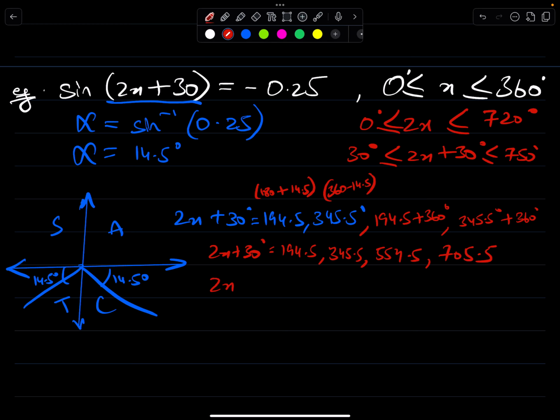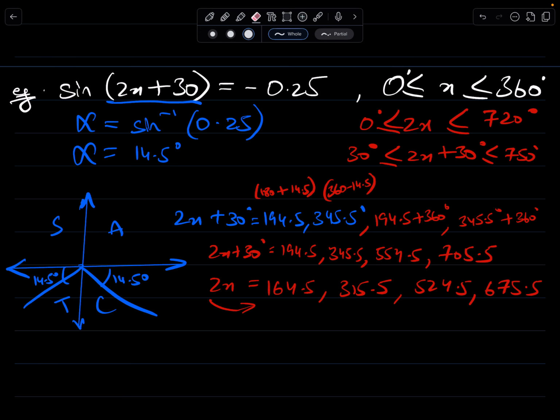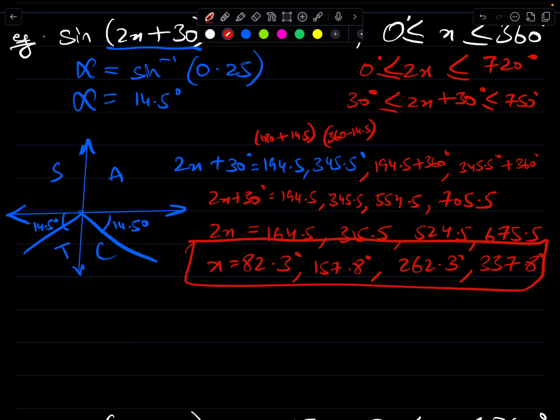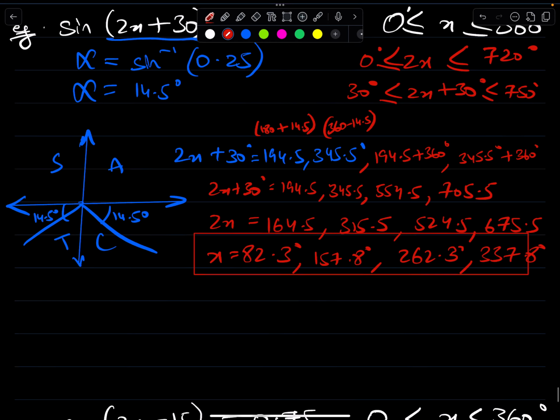Thus, we have 2x equal to 164.5, 315.5, 524.5, and 675.5. Divide everything by 2 and give the final answer rounded off to 1 decimal place. Thus, we have 82.3 degrees, 157.8 degrees, 262.3 degrees, and 337.8 degrees. Again, the final answer in degrees would be to 1 decimal place.